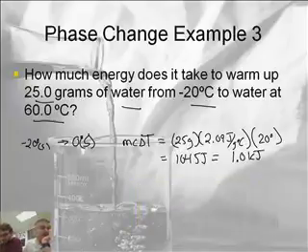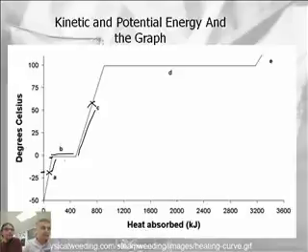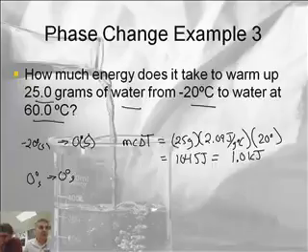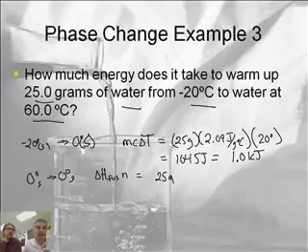Then I'm going to go from 0 degrees as a solid to 0 degrees as a liquid. So if you go back here, I'm going just from here to here before the next bend takes place. And that's a break it up equation. So that's going to be delta H fusion times n, and that's going to be the heat of fusion times the 25 grams.